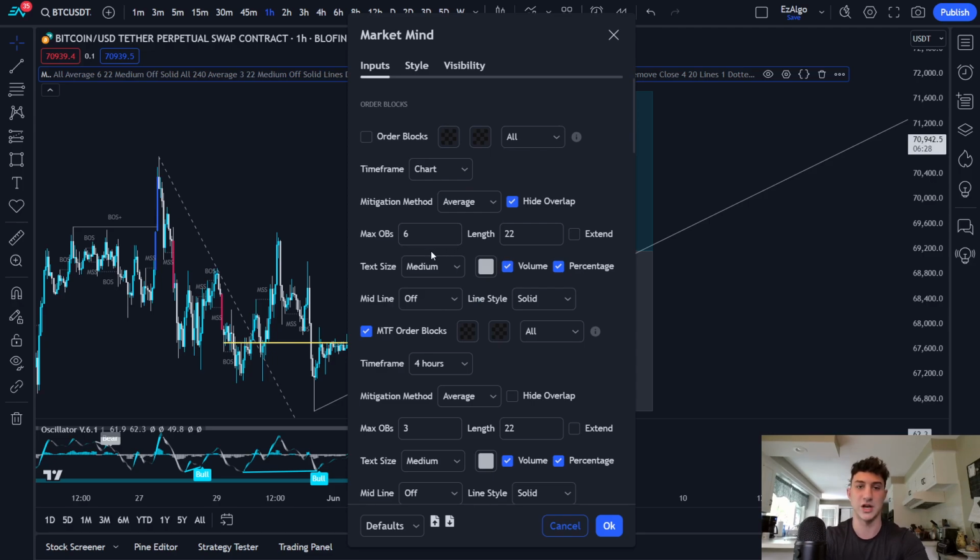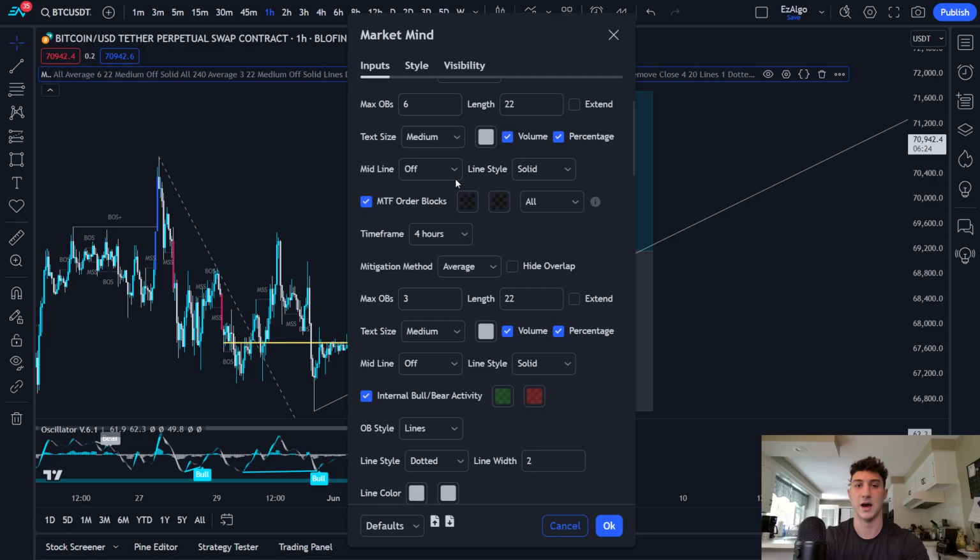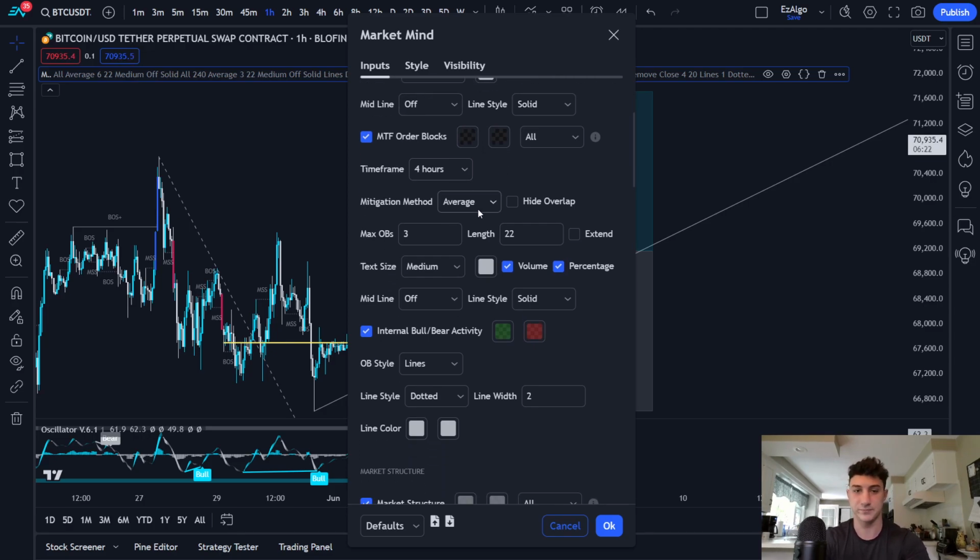And then, of course, you can change how many order blocks you want on your screen, the text size if you're using the zones, the midline, that sort of thing, right? So just pretty basic customization. I really wouldn't worry about customizing this too much.